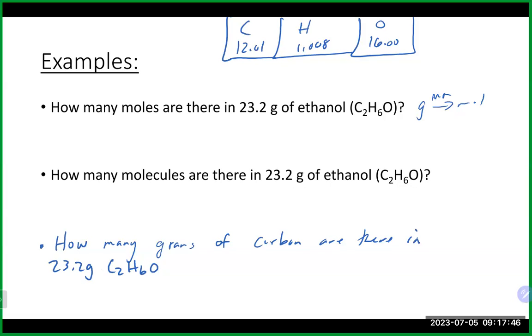So obviously we would need to go to the periodic table, look up all that stuff. We got 2 carbons at 12.01. We do have 6 hydrogens, each at 1.008 grams per mole. And the molar mass there of oxygen being 16 grams per mole. And we just have one of those. That gives us a molar mass for this particular compound. 46.07 in this case.